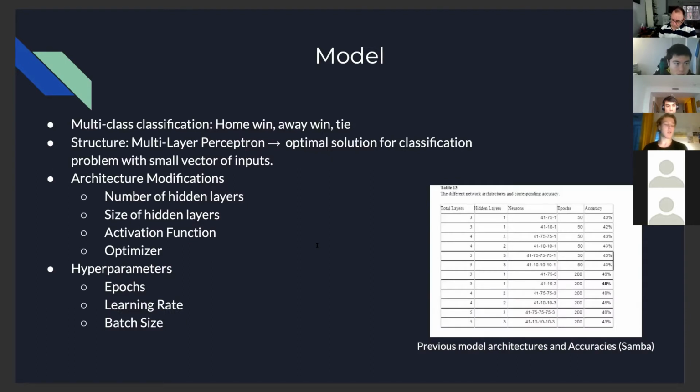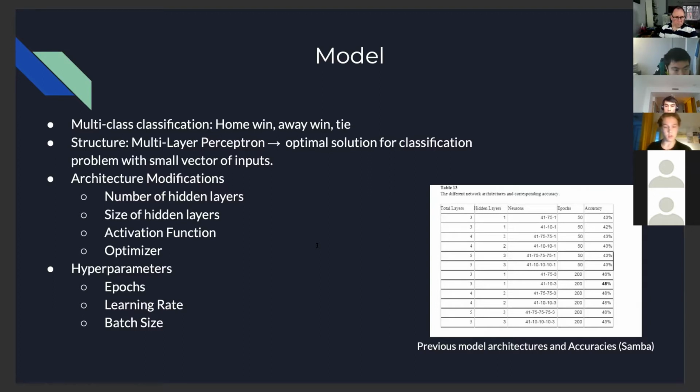So at its core, our model is just a multi-layer perceptron, which is a great solution to this type of problem where you have a small input vector and you would like a classification output. Our output is 3 numbers, each representing basically a probability of a given outcome: either a home team win, an away team win, or a tie. And then you see the architecture modifications and hyperparameters we would change during our hyperparameter optimization, but those are quite standard, so we'll gloss over that.